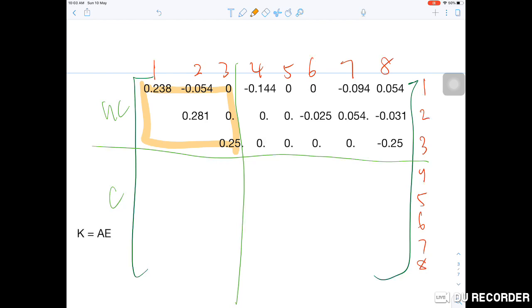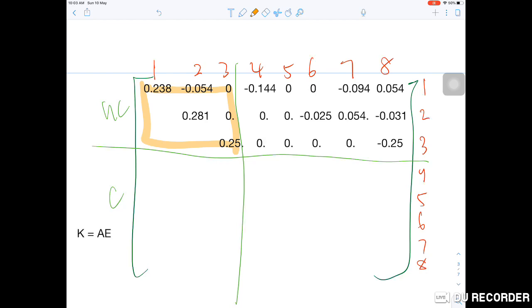I don't put all values here because I want to focus on the unconstrained system only, because when I have the unconstrained system values, I can solve for the unknown displacement. You may give this in full if the question asks you to establish the structure stiffness matrix. Sometimes the question doesn't ask you to establish the structure stiffness matrix.